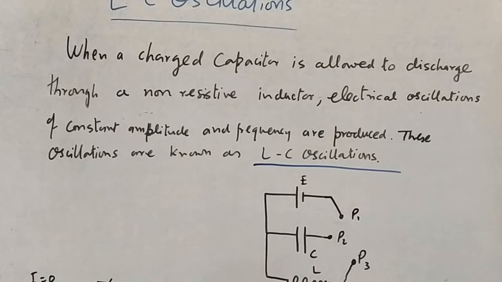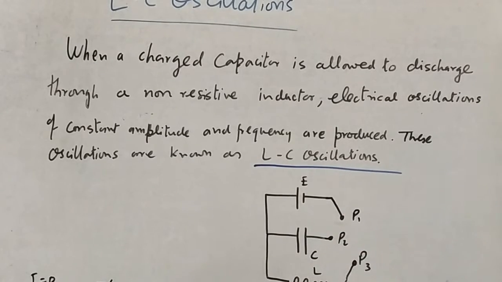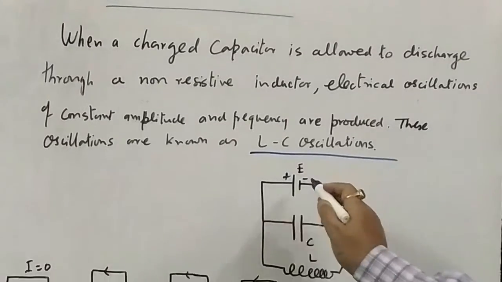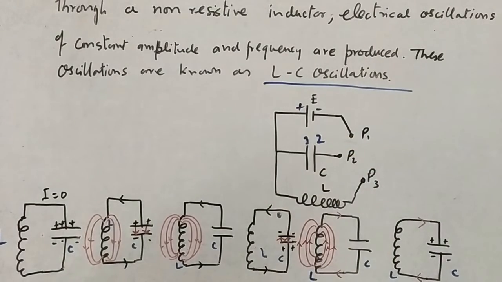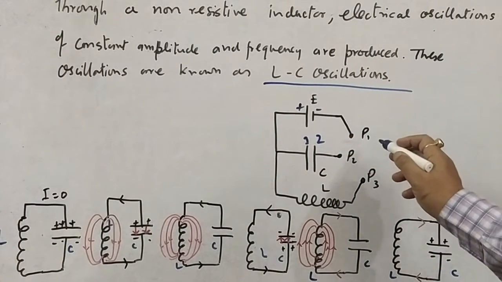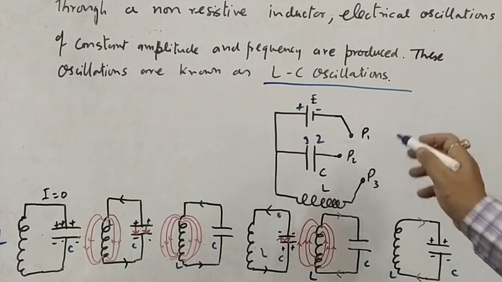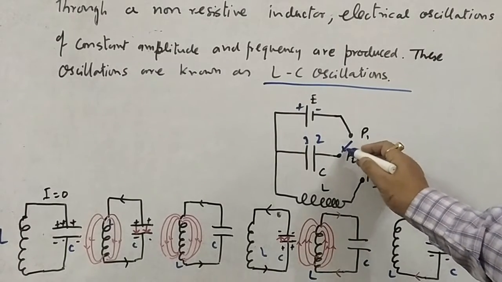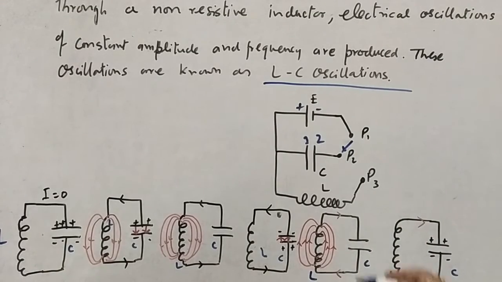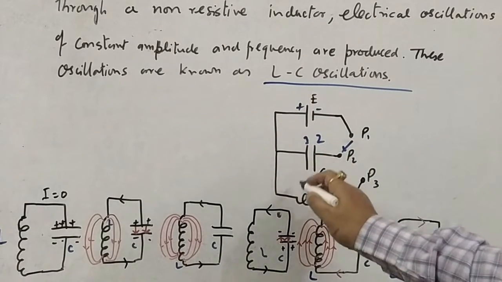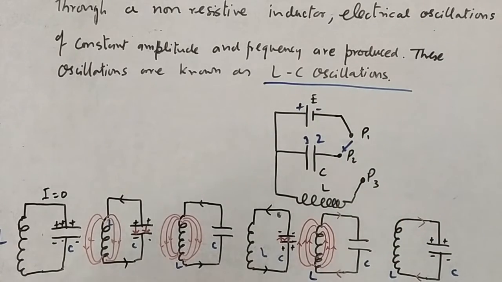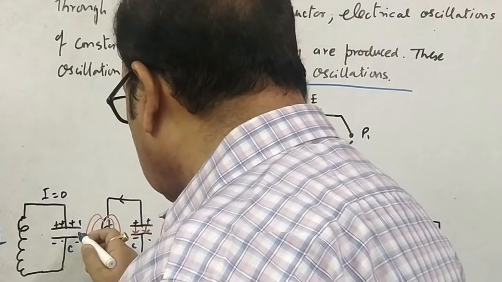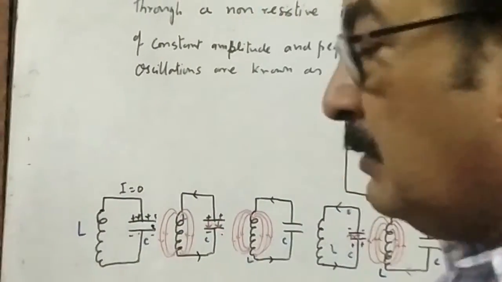Now this is a general circuit. You can have a battery, positive, negative, you know it well. And this is plate 1, this is plate 2 of the capacitor. And now you have 3 knobs, P1, P2 and P3. If you join P1 to P2, then obviously the plates of the capacitor will be charged, and plate 1 will become positively charged and plate 2 will become negatively charged. Okay, it is like this. This is plate 1 and this is plate 2. They become positive and negative.